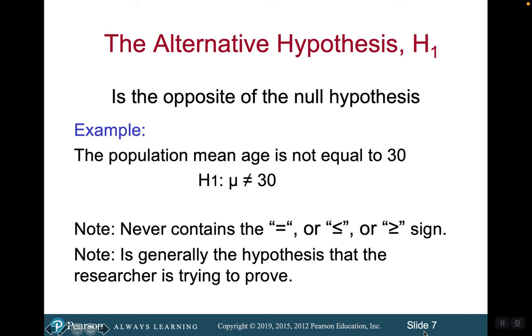Now we have what we call the alternative hypothesis. Null hypothesis is H0. Alternative hypothesis is H1, which is the opposite. So in this case, population mean is not equal to 30. We're not saying it's greater than or less than. It's simply the opposite. So if our hypothesis is greater than or equal to, the alternative hypothesis is not that it's less than, it's just that it's not greater than or equal to.